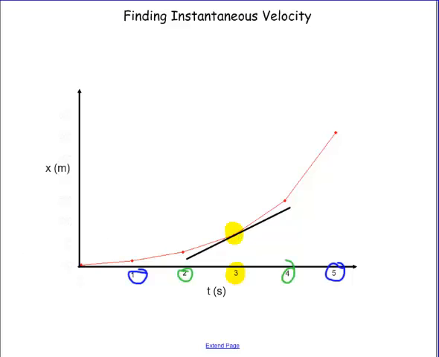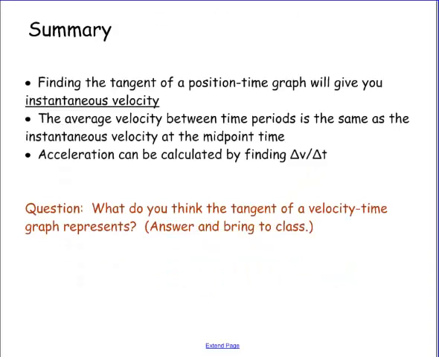In class, you'll be given some examples and some problems where you will actually put some numbers to this. But to summarize what we have just talked about today: on a position versus time graph, you can find the instantaneous velocity at any point along the line by finding the tangent. And if we find the average velocity between 2 points, that's going to be the same as the instantaneous velocity at the midpoint time. And if we know on a position versus time graph what 2 different velocities are, then we can calculate the acceleration by plugging into the formula delta v over delta t, the change in velocity divided by the change in time.